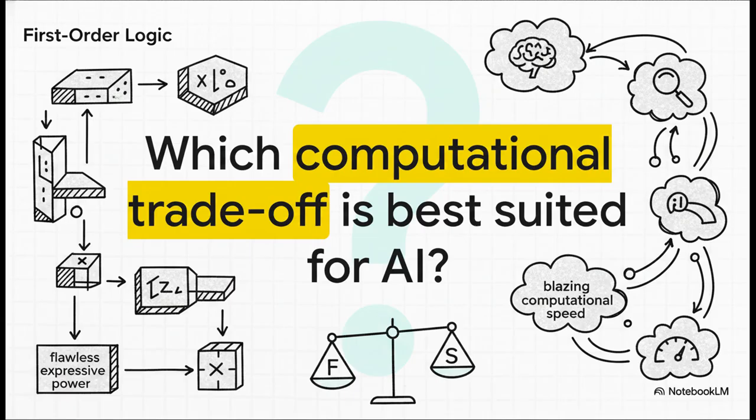So I'm going to leave you with this final thought to ponder. Which computational trade-off is best suited for the future of AI understanding? In the real world, do we prioritize the flawless, expressive power of first-order logic or the raw computational speed of semantic networks and frame semantics? It is a fascinating question and one that continues to drive the entire future of machine learning.